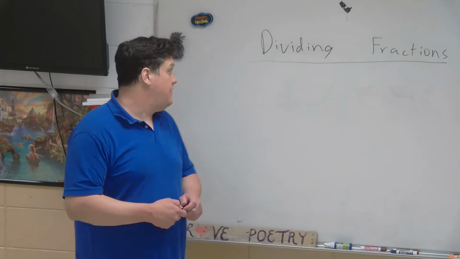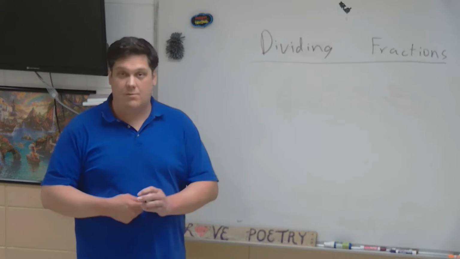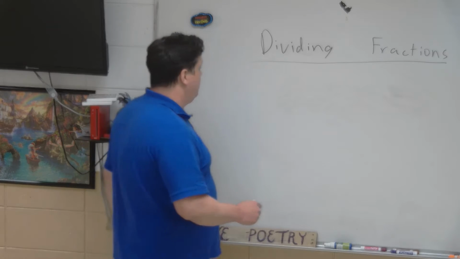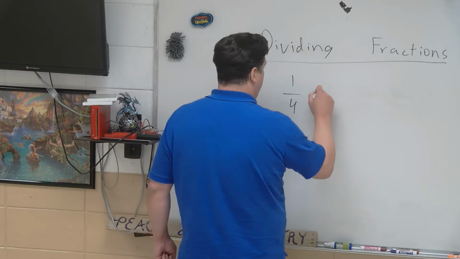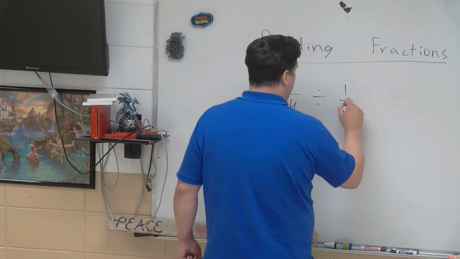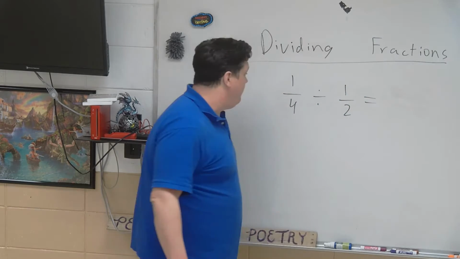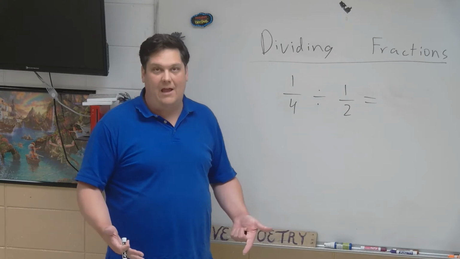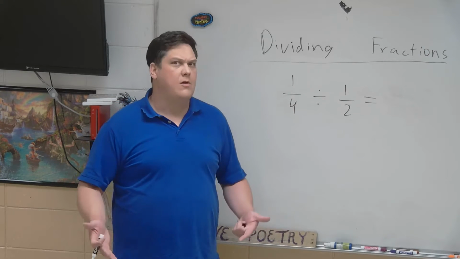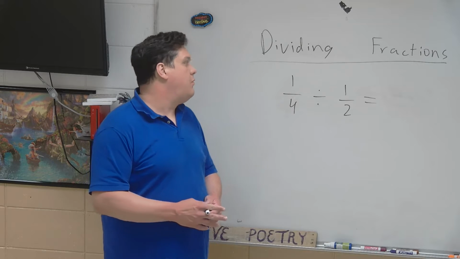Okay, dividing fractions. I just did multiplying, now we're going to do dividing. Let's take 1/4 divided by 1/2. 1/4 times 1/2 is 1/8. That's a half of a quarter, or a quarter of a half. It works either way. That's 1/8.